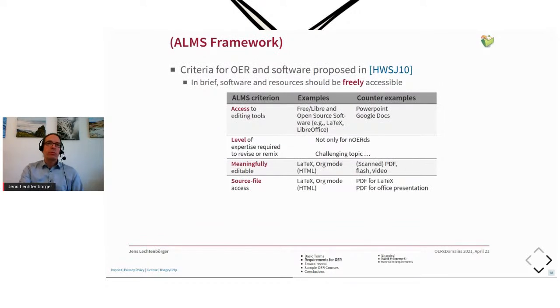Then the paper by Hilton and others from 2010, which I mentioned earlier, not only proposed the R's of openness, but also the so-called ALMS framework to characterize the openness of OER. I really suggest that you read that paper if you don't know it yet. In a nutshell, not only OER, but also the production software and source material should be free and open. That's the essence of that framework.